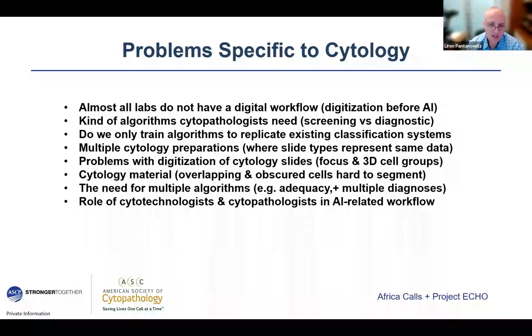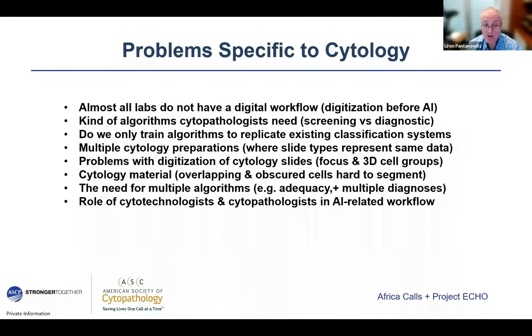We also have many cytology preparations. And even though there are different slides, they still have the same data. So you could have a liquid-based slide, you could have a conventional smear, and you can't train AI on liquid-based, but then have it run on a smear. Won't work well. As mentioned earlier, we have a lot of problems digitizing our cytology slides. They may not always be in focus. The three-dimensional cell groups especially may be out of focus. And so if the resolution is poor, you can't analyze that data.